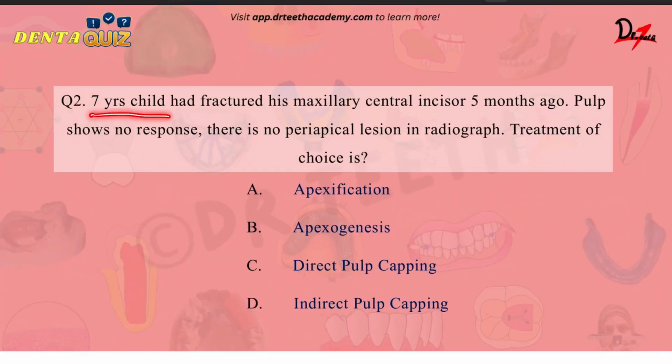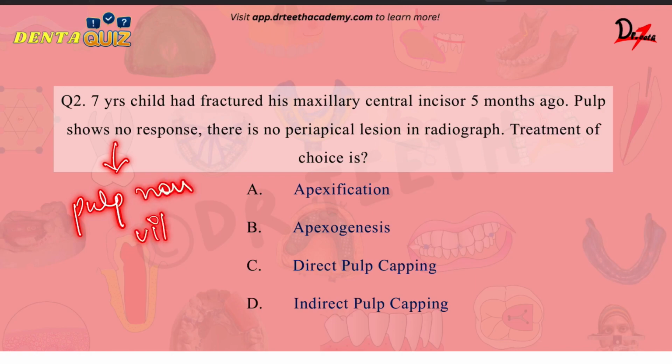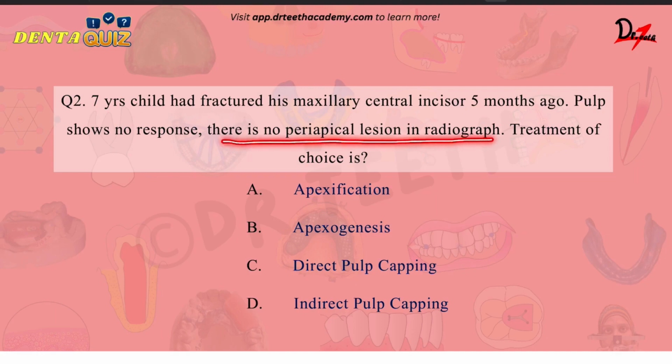So the next question is, a 7-year-old child had fractured his maxillary central incisor 5 months ago, right? Now the pulp shows no response. No response means that the pulp is non-vital, okay? This is the word that we use for non-vital pulp, and there is no periapical lesion in the radiograph. Now the treatment choice is: is it apexification, apexogenesis, direct pulp capping, or indirect pulp capping? So let's first understand all these treatment options and then see what our answer is.